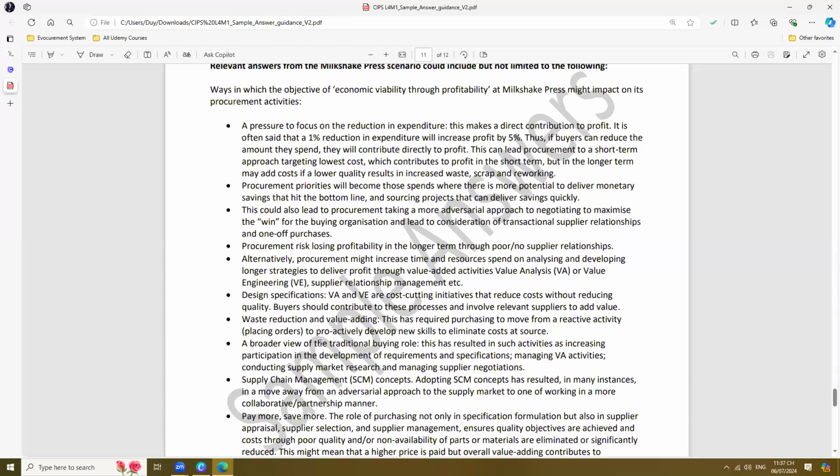So with the impact, we need to list what kind of pressure procurement may face, and what could be the solution to get out of it. The pressure could be positive or negative. So just brainstorm anything that comes across your mind, and don't be afraid of writing the answer. That is the first type of question, about the impact of some objective on procurement.